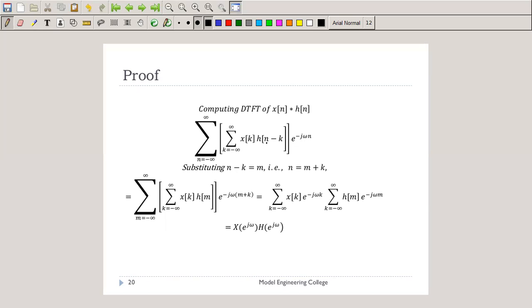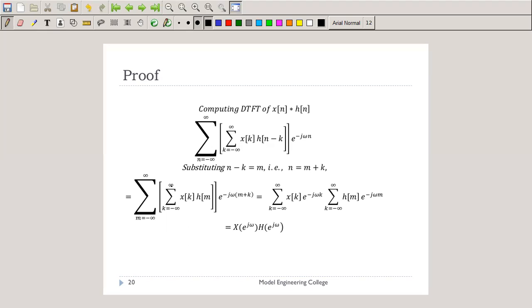Now let us substitute n minus k with m. Therefore, n is equal to m plus k. Here the outer summation becomes m from minus infinity to infinity, and the inner summation k from minus infinity to infinity x of k into h of m. Now n is replaced with m plus k. Therefore, e raised to minus j omega times m plus k, and this can be written as e raised to minus j omega m and e raised to minus j omega k.